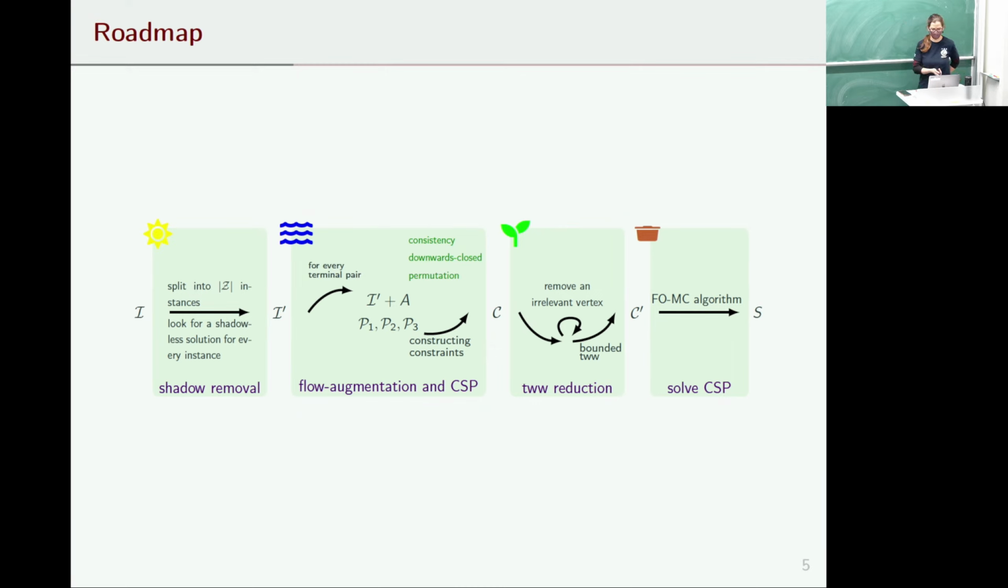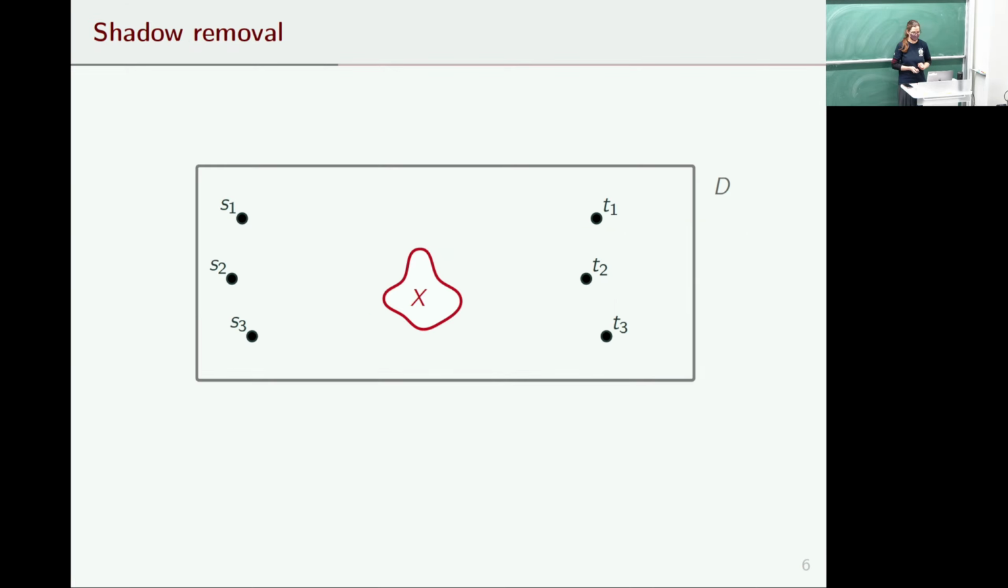I think Flow-Augmentation as well as the model checking of FO are STOC 22 results. Okay, but this is just the roadmap. We start at the beginning and we come back to the big picture later. We start with shadow removal.